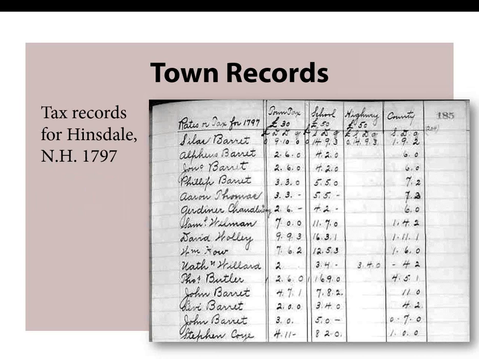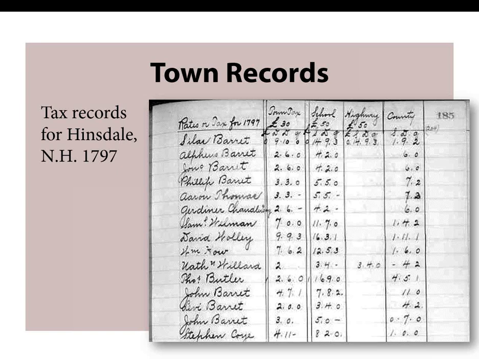Again, taxes. Finding the tax list, and that must have been the most arduous thing to copy over from the old records, line by line by line, of the pounds, shillings, and pence that they paid. And this is a case of rates for 1797 for the town, the school, the highway, and the county tax that each person is paying.